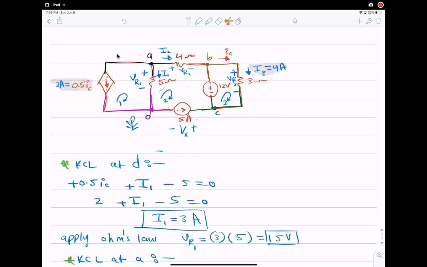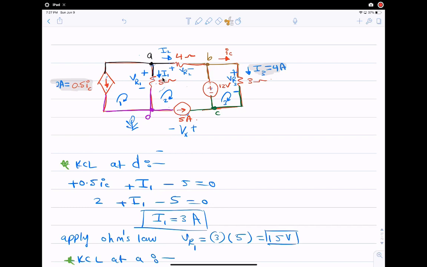How many unknowns are here? Before I go look into those four nodes, I look at the node that has the most current sources. For this node, it has this current source. For this node, none. For this node, one. Node D shares two current sources. So since I know this current, this is known, this is known, the only unknown current is I1.